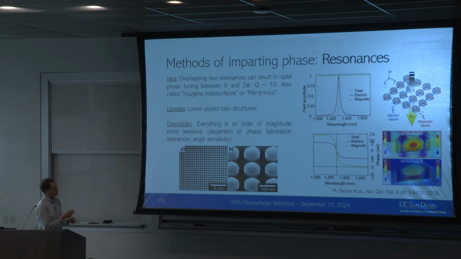But this is a resonance. It's kind of a gentle resonance. Usually it has a quality factor of about 10. This enables you to impart phase with sort of lower aspect ratio structures. But you don't see this used very often because everything then becomes an order of magnitude more sensitive: the dispersion of the phase, fabrication tolerances, angle sensitivity.